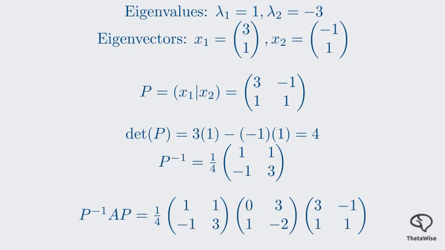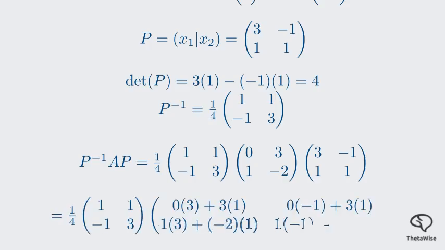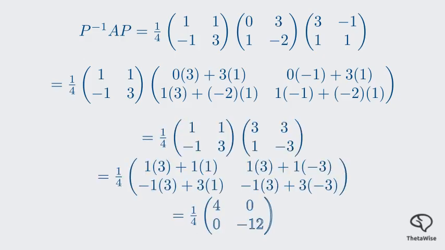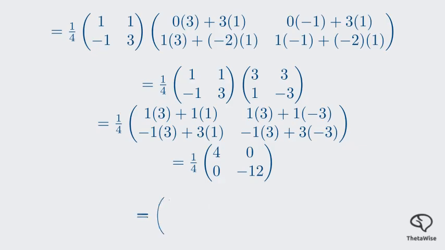The order is important. First, we multiply P inverse by A. This gives us 1 over 4 times the matrix [1, 1; -1, 3]. Now we multiply this result by P. This product results in 1 over 4 times the matrix [4, 0; 0, -12]. Dividing by 4, we get the diagonal matrix [1, 0; 0, -3].